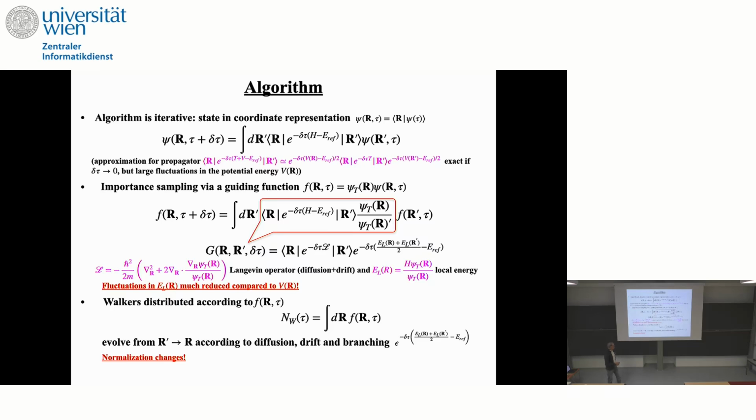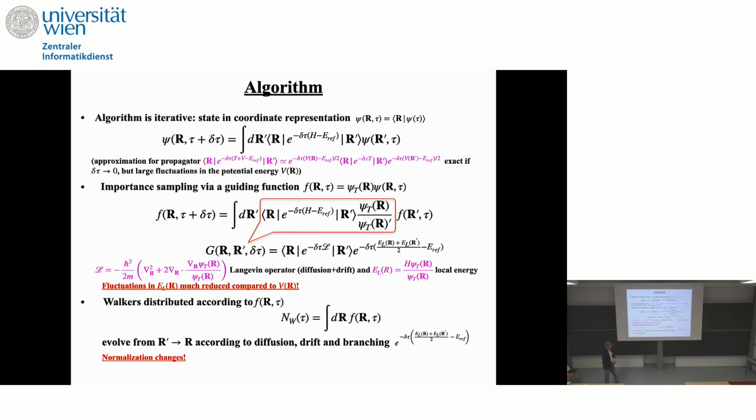And then, most importantly, the normalization term, which here was depending on the potential energy in R prime and R, now depends on the local energy, which is the same as was calculated in the variational calculation, and is a quantity that exhibits much smaller fluctuations compared to V of R. So this is the idea.